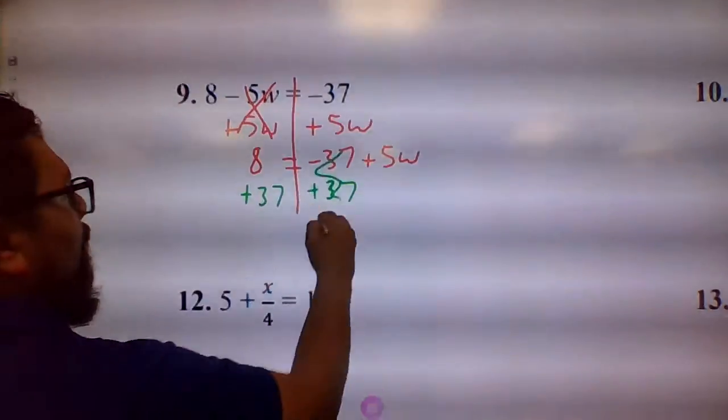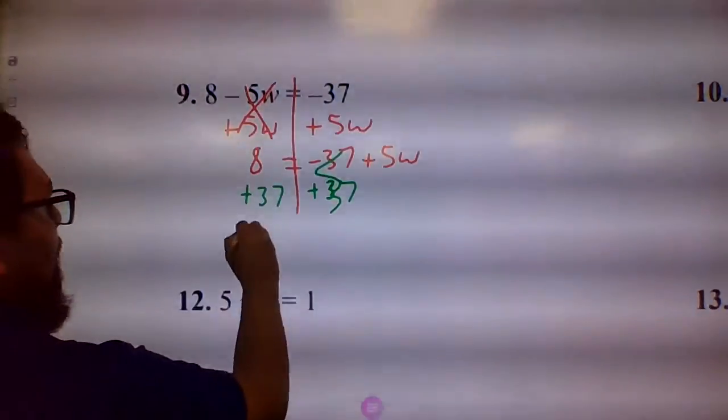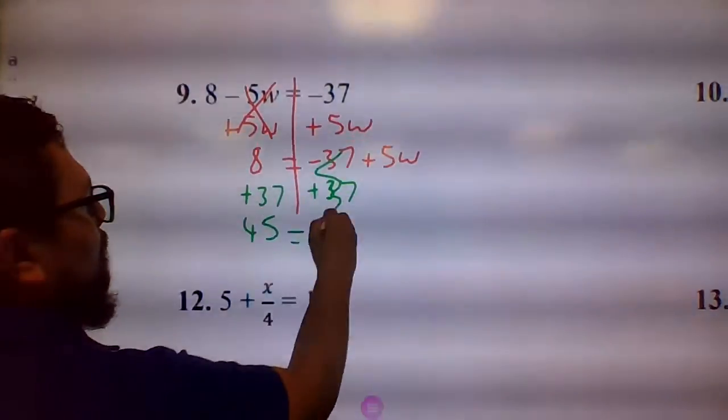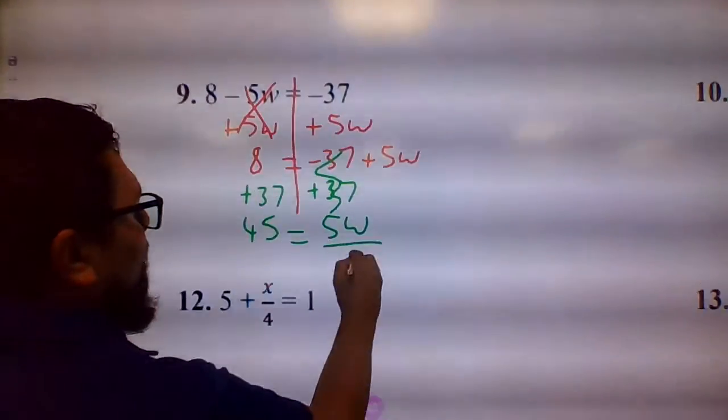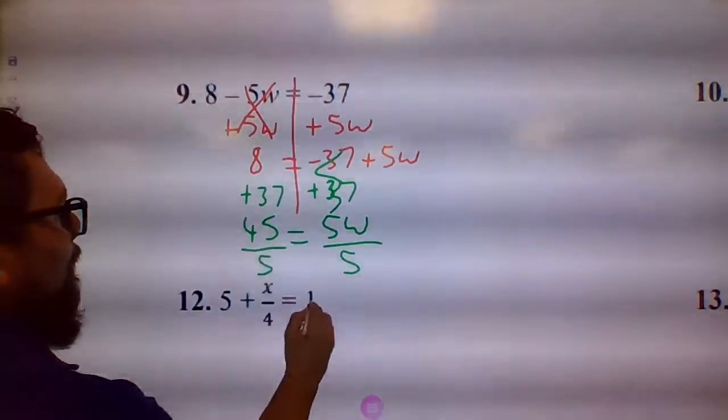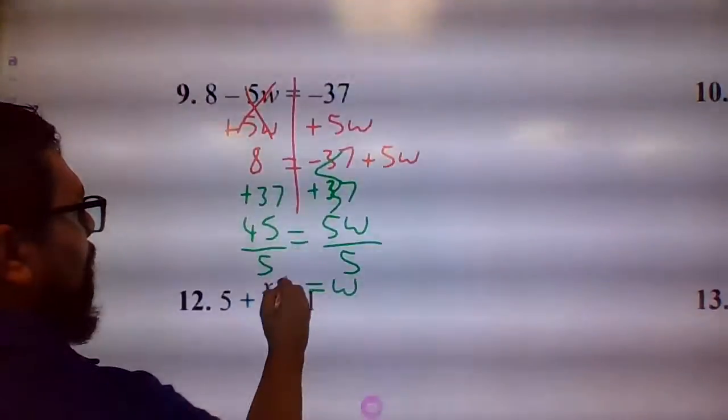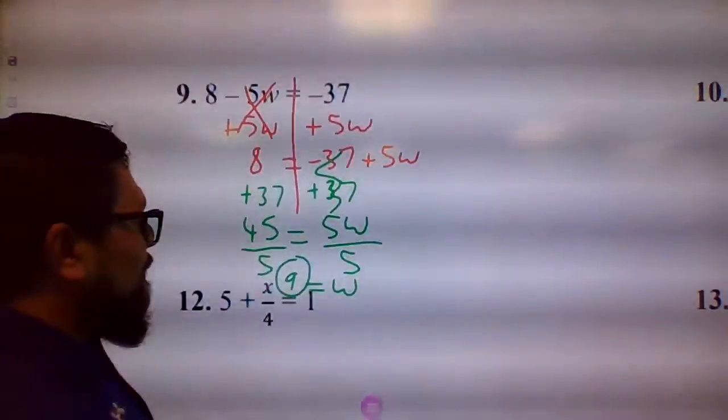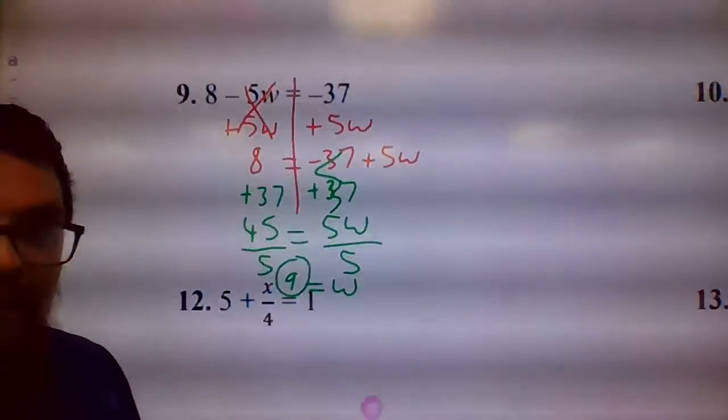Okay, so this becomes 0. So 37 plus 8 is 45 equals 5w. Divide by 5. Divide by 5. W equals 9. Got the same answer. Okay, that's a different way to do it.